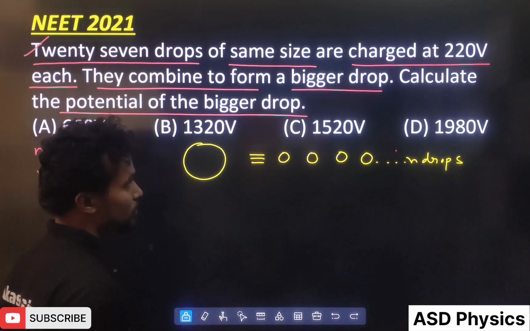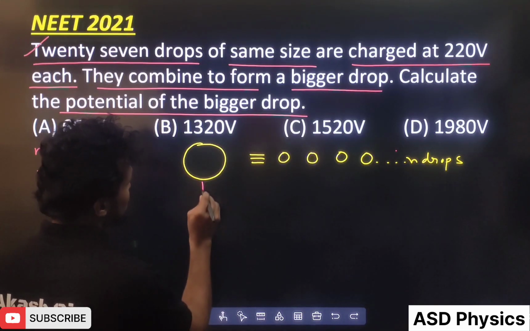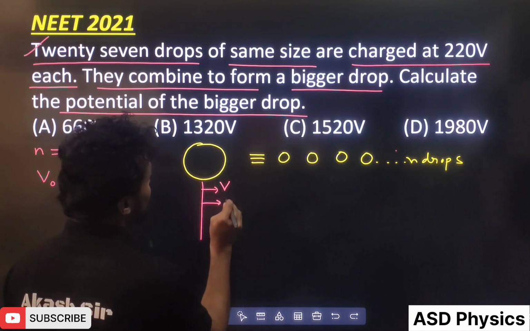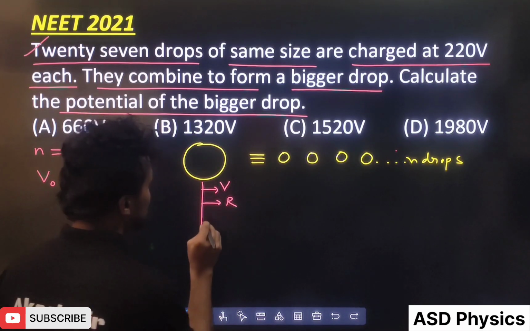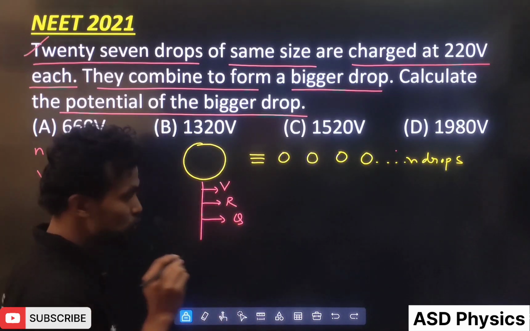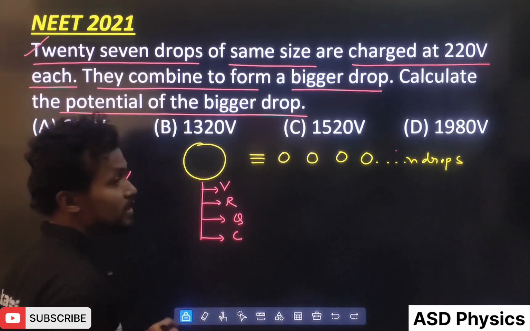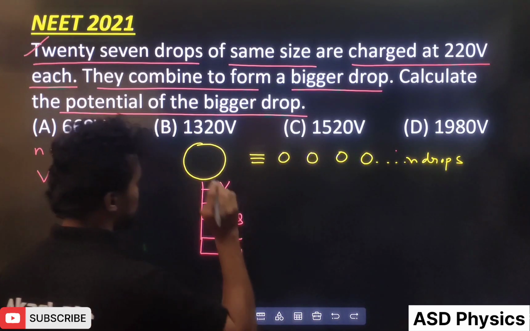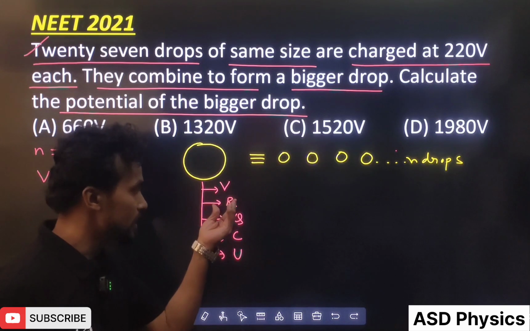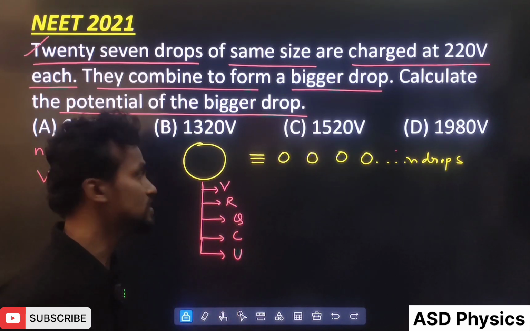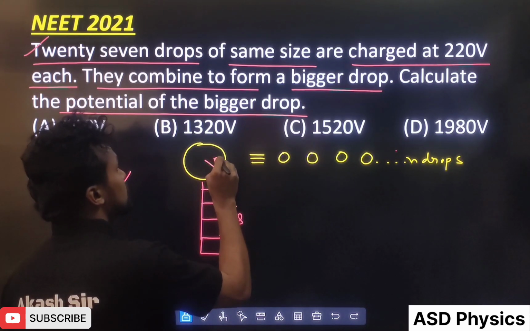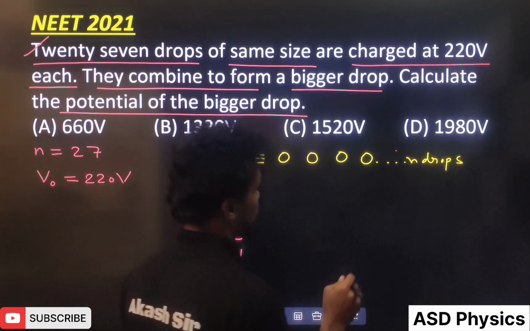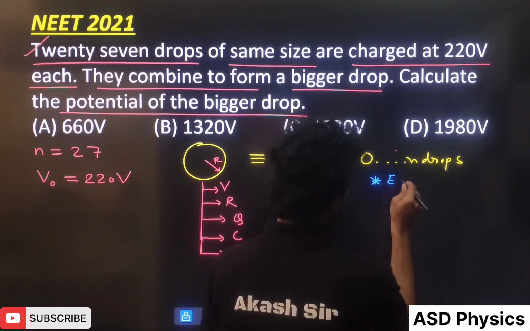Now what we have to remember here, let's take for example this side: the potential of the bigger drop is V, the radius of the bigger drop is R, the charge on the bigger drop is Q, the capacitance of the bigger drop is C, and let's take the energy of the bigger drop as U. Again I am telling: potential, radius, charge, capacitance and energy. Now students, after that, if I talk about each small drop, again, each small drop.